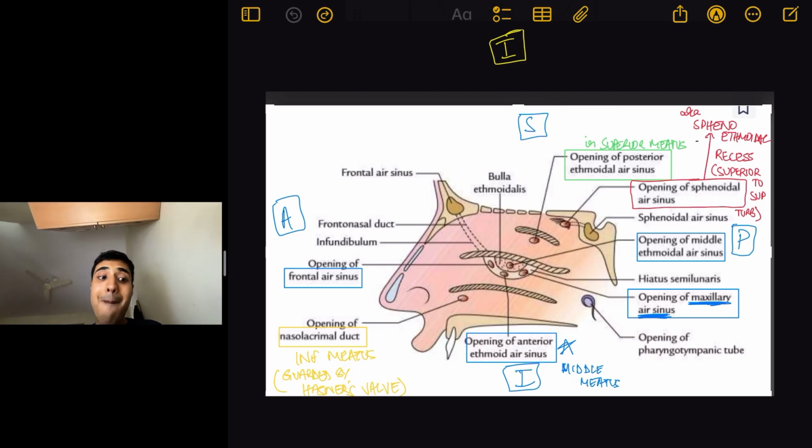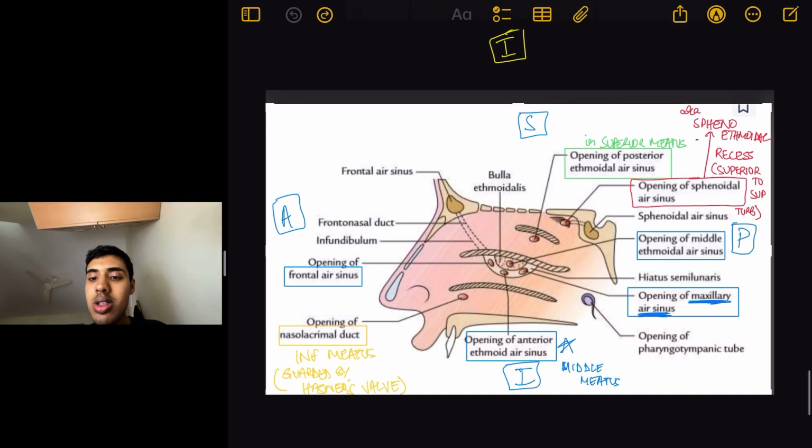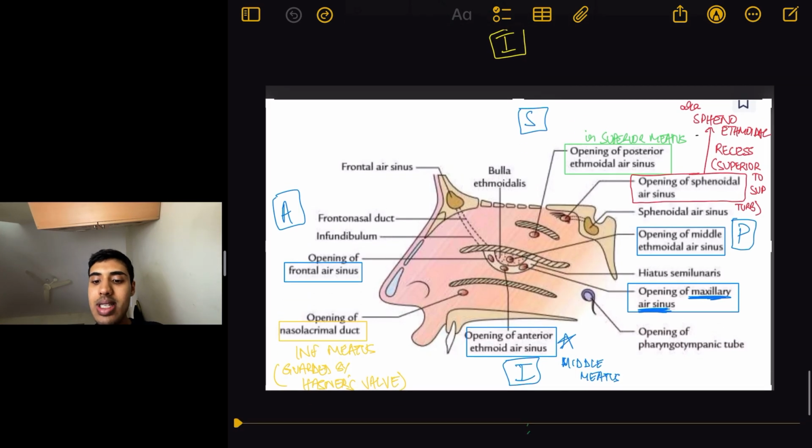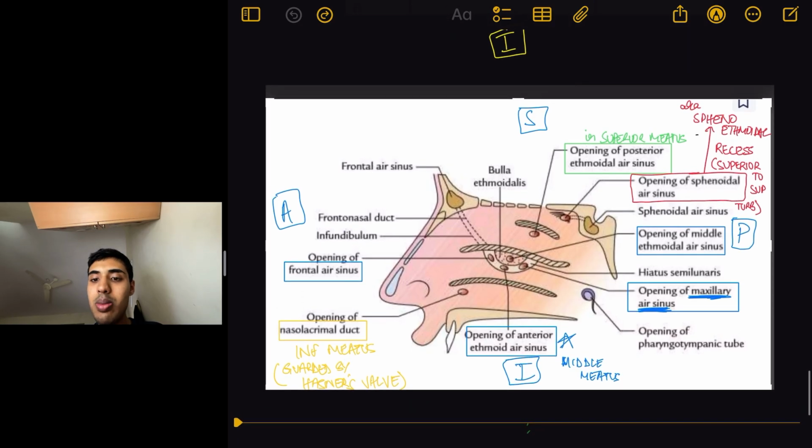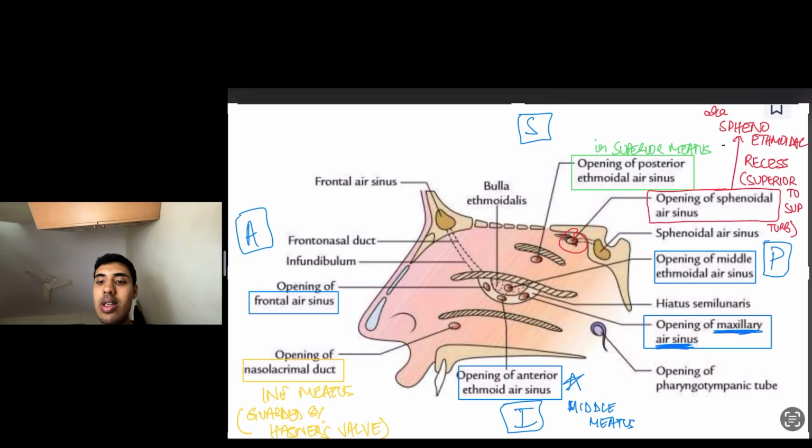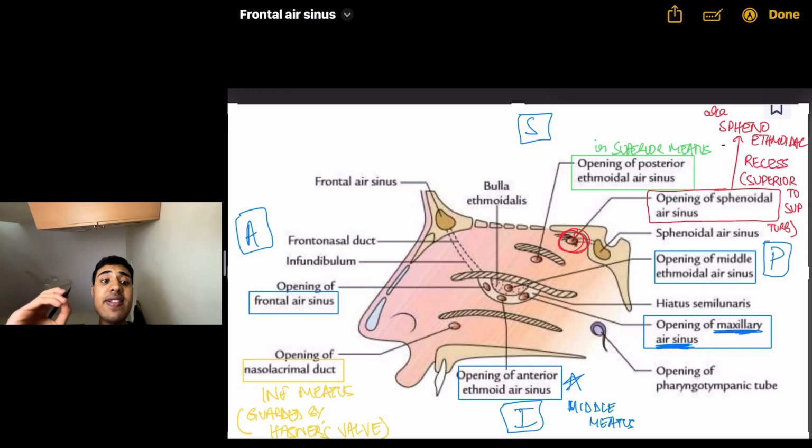Superior most, medial to the superior turbinate, not in the superior meatus, but medial to the superior turbinate, you have the sphenoethmoidal recess. So if I take it here, this is the sphenoethmoidal recess. What is it? It is the opening of the sphenoidal sinus. Then in the superior meatus, below the superior turbinate, you have the opening of the posterior ethmoidal air sinus.